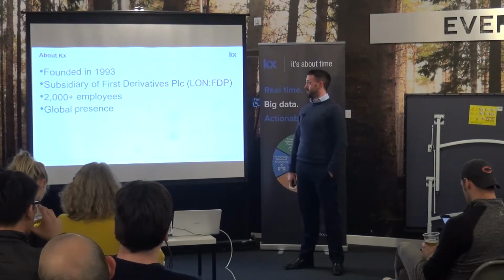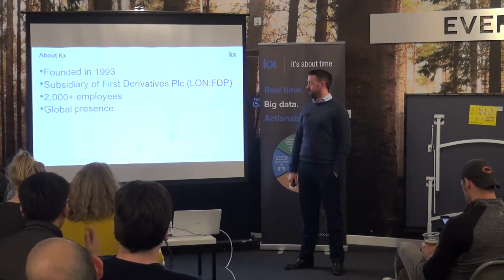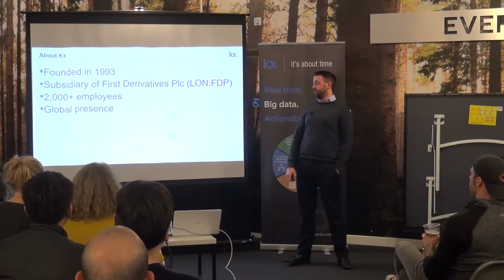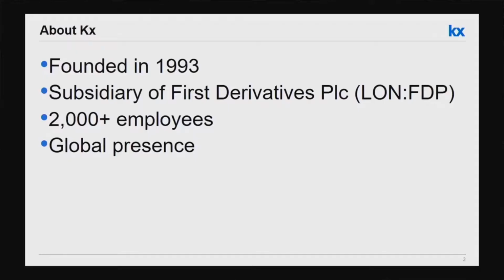KX Systems is a subsidiary of First Derivatives. It was founded in 1993, that's KX, and it's about 2,000 employees worldwide, so it's a global presence. We are all set up from Newry, and obviously some of us here working in Glasgow.